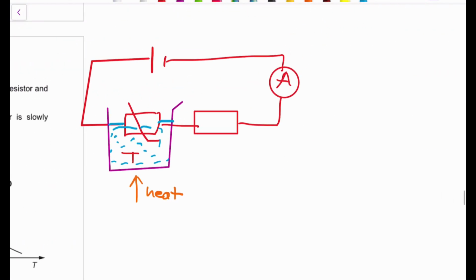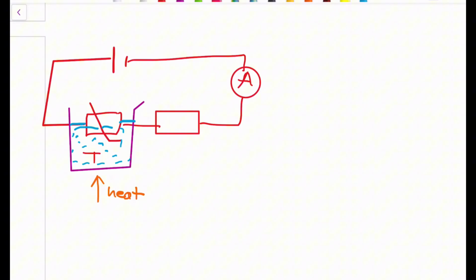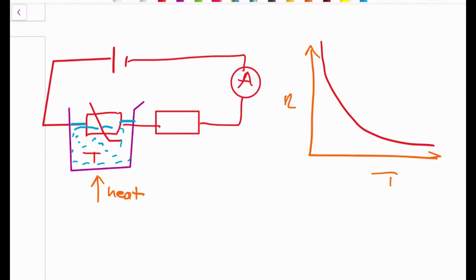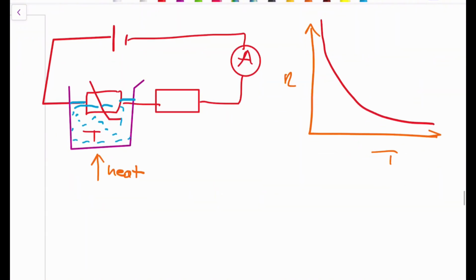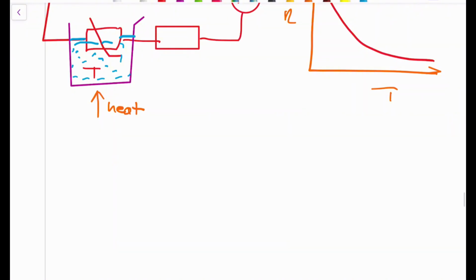So basically, for a thermistor, you need to know the following things. If you have a graph of resistance against temperature for a thermistor, it's going to look like that. As the temperature of a thermistor increases, the resistance actually decreases. But you know that V is equivalent to IR. Therefore, the current is directly proportional to 1 over R, or current is inversely proportional to the resistance. If you decrease the resistance, you have to increase the current.